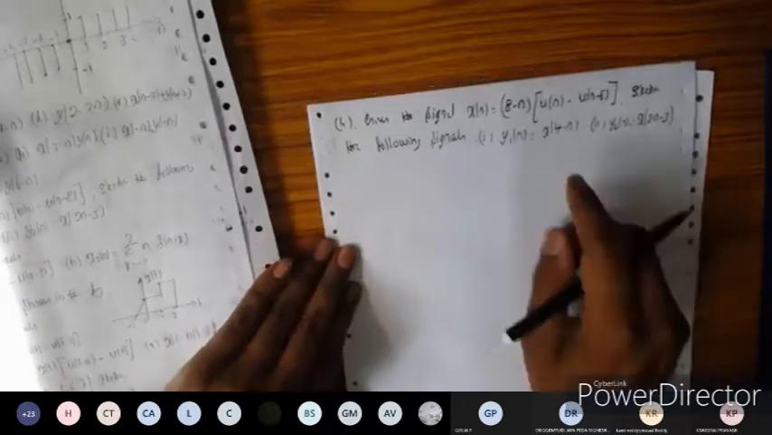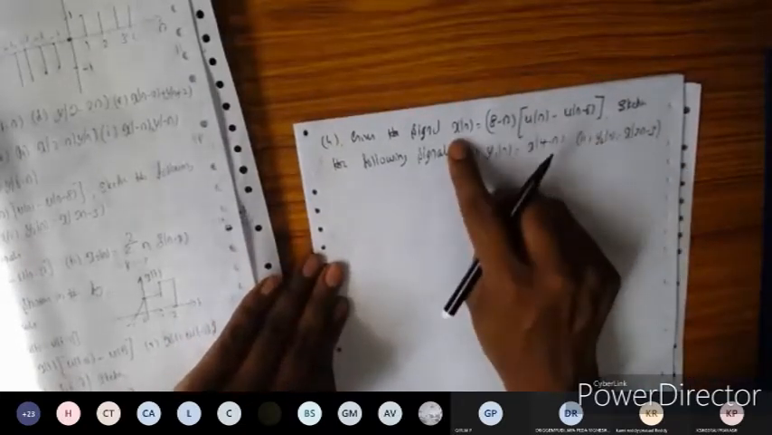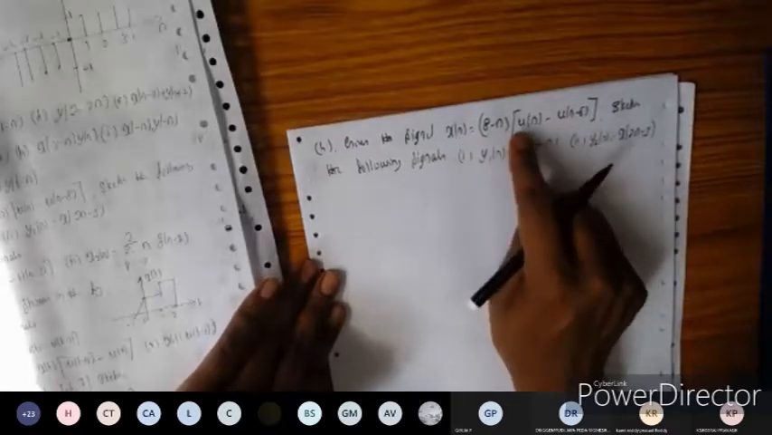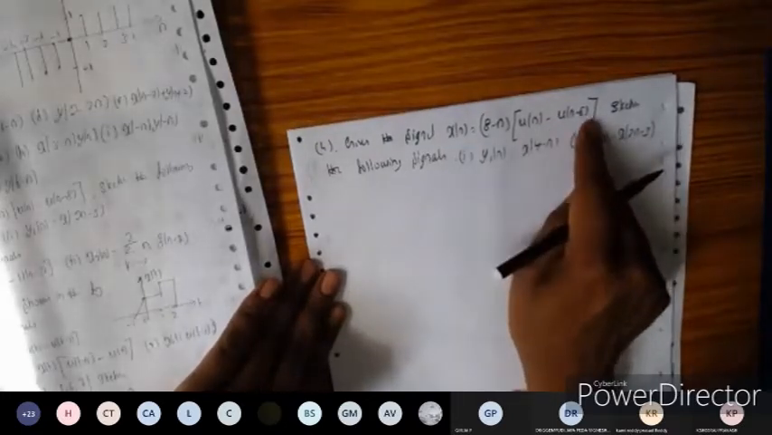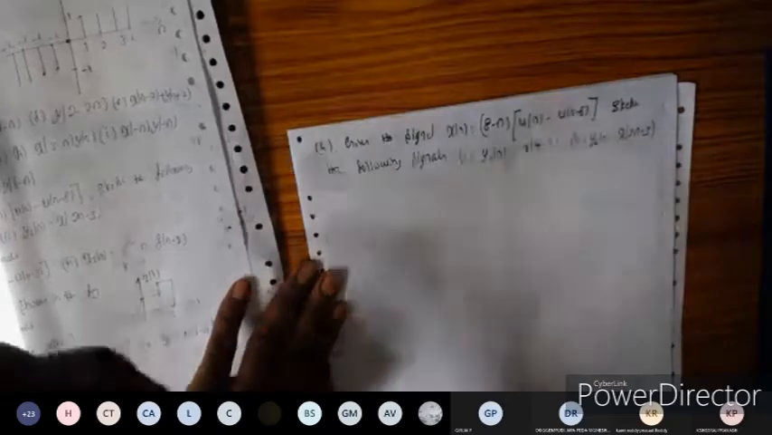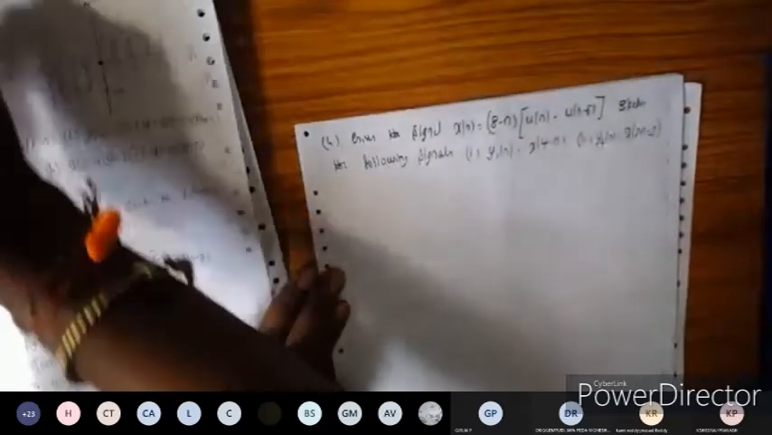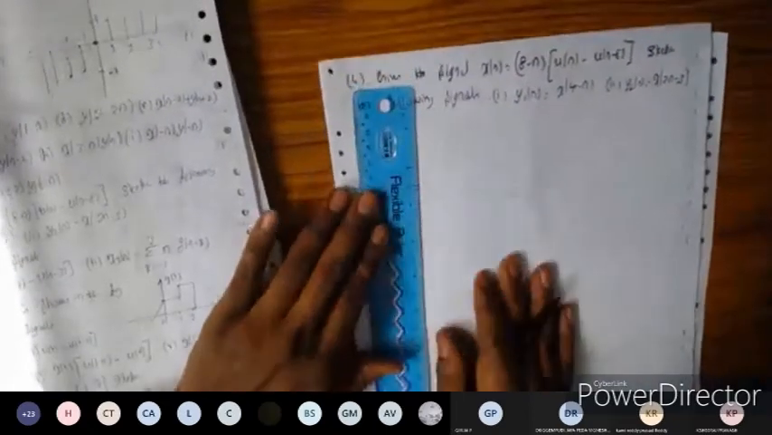Okay, fine. First, we need to find the signal x of n. It is given in terms of the unit step function, so we need to find the signal x of n here. First, I'm going to plot the waveform for x of n.